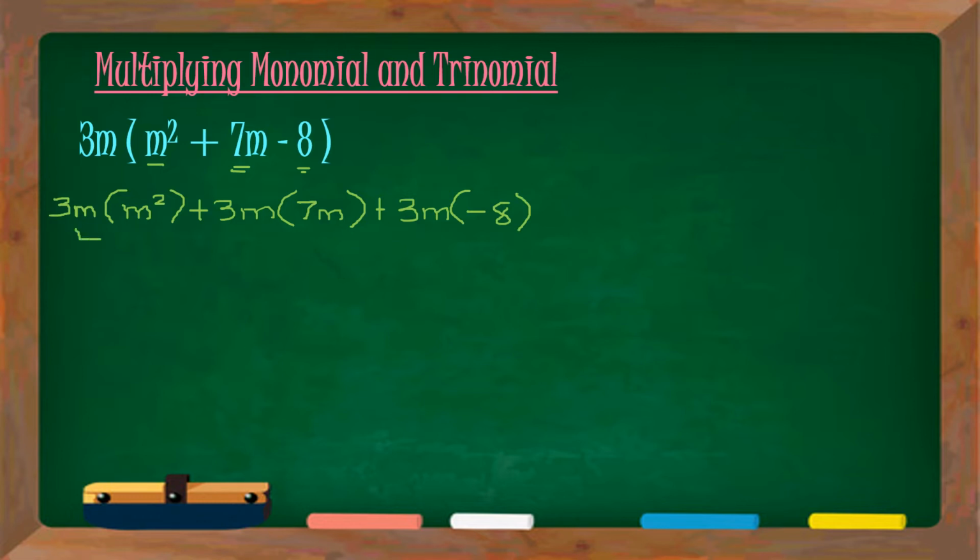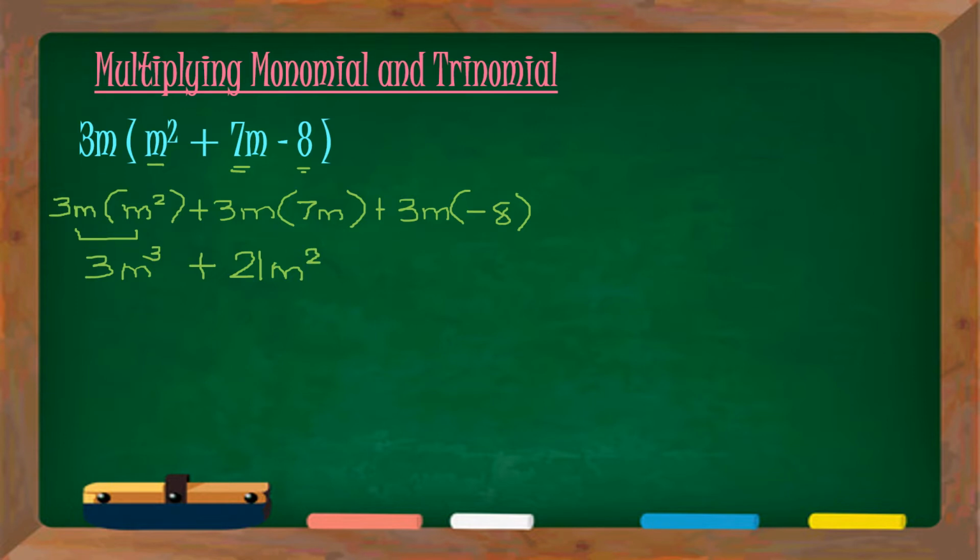3 times the invisible 1 na kasama ni m squared is equal to 3. Then, meron akong m. Then, dito meron akong m squared. So, 1 plus 2 is equal to 3. So, we have m to the third power. Okay? Positive times positive is positive. 3 times 7 is 21. Then, m times m is m squared.